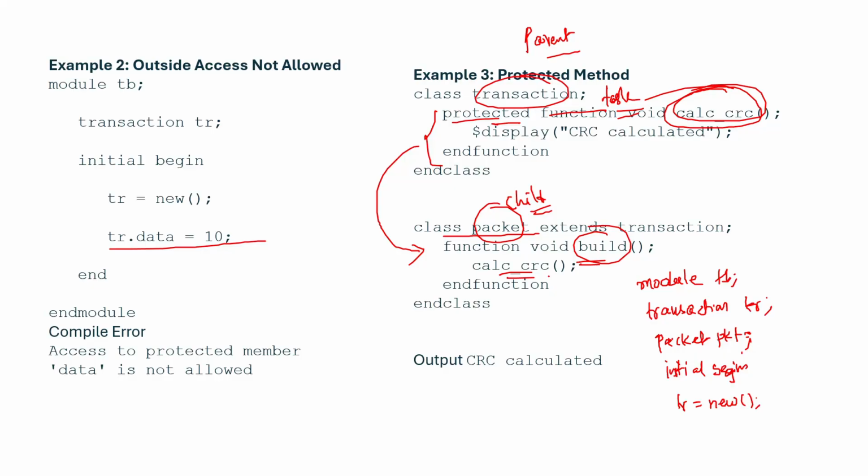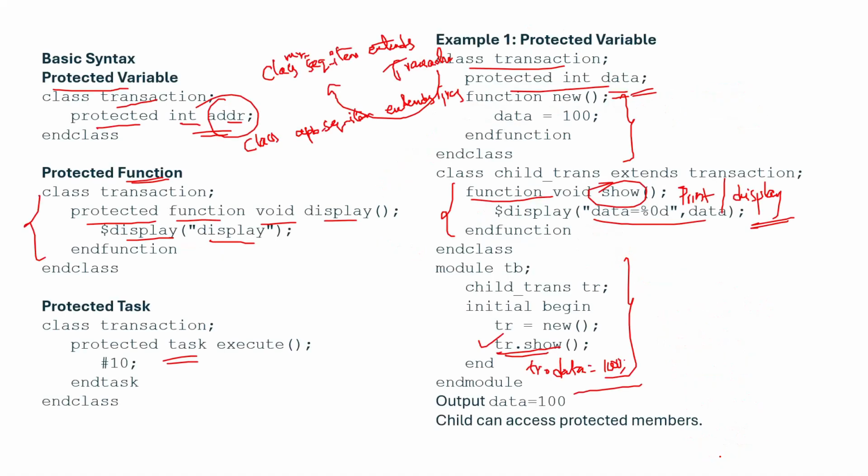Here we can assign that transaction tr equal to packet pkt class assignment. I can call that transaction dot build. I can call means this return value. What is the return value? Calculation CRC. That calculation CRC is representing your method in your parent class. That method is displaying at the output side. Same previous example you have seen, right?